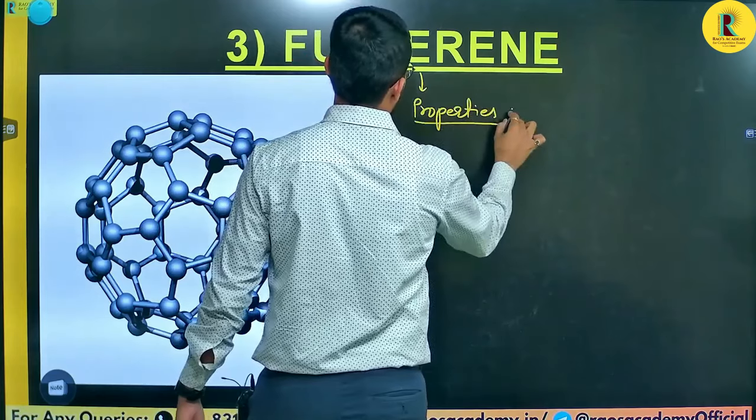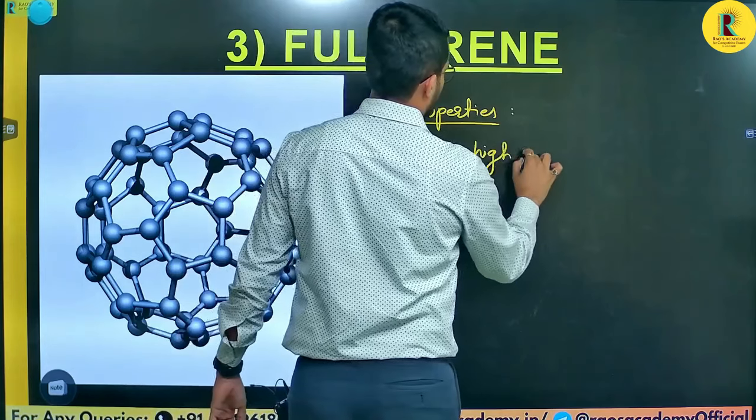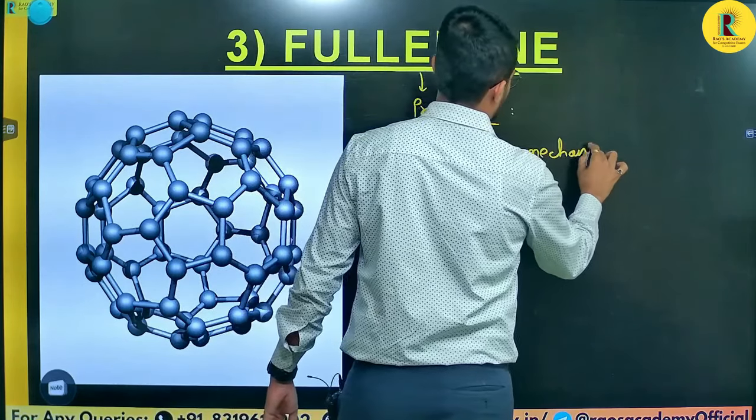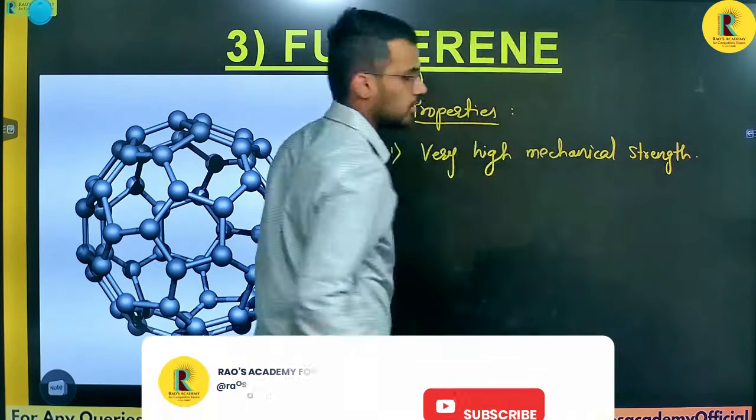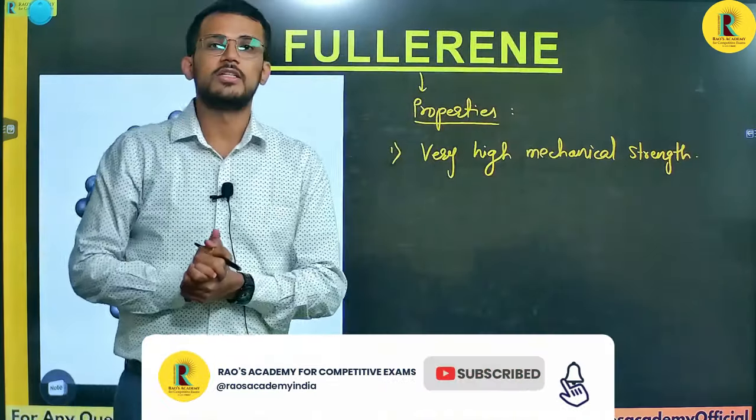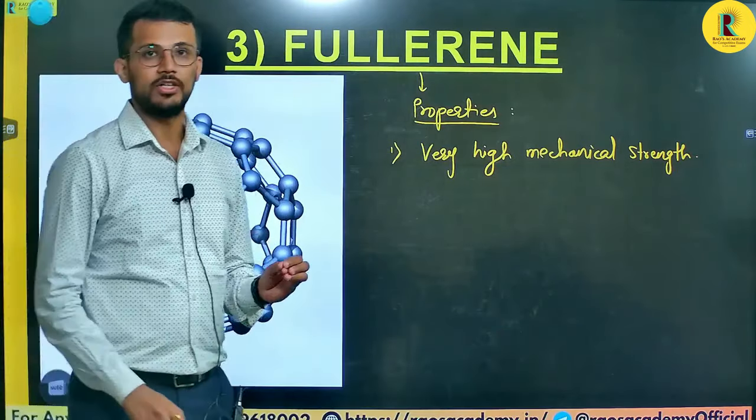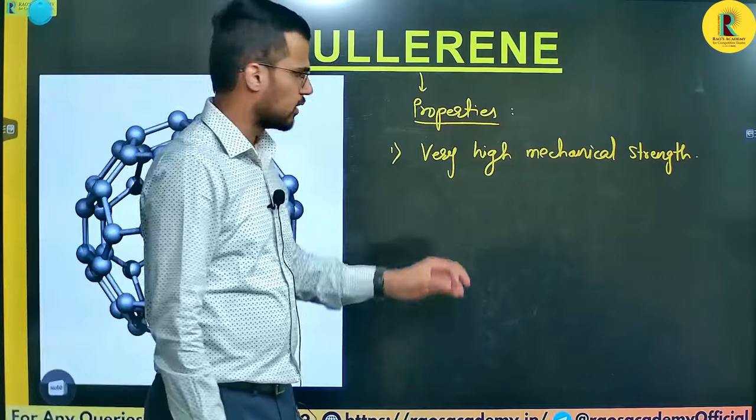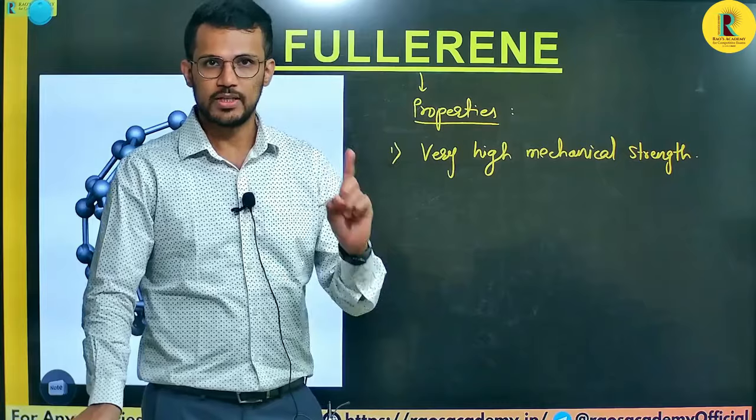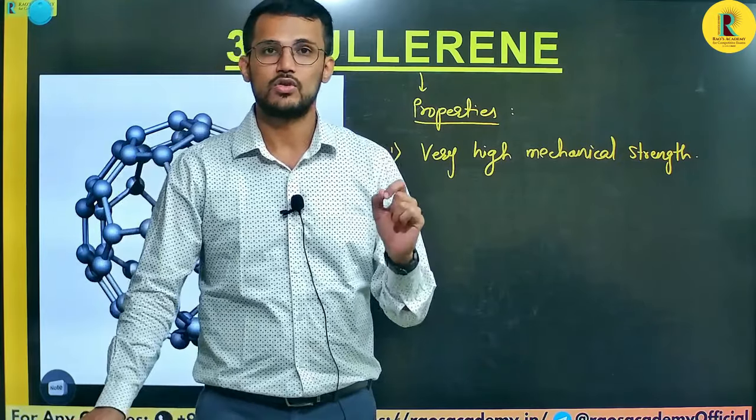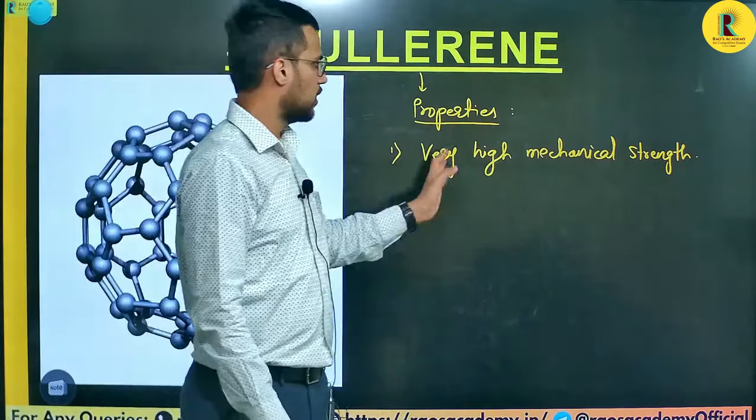First is that they have very high mechanical strength. And as a result, it is very difficult to crush these fullerenes. They are resistant towards compression and fractures. And that's why wherever we need high mechanical strength, we can use fullerenes.